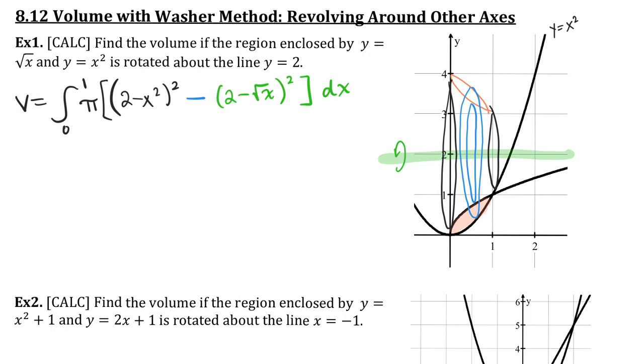Okay, so that's my setup. I did pi times the bigger radius squared minus pi times the little radius squared, from 0 to 1, and I take the integral. I'm going to go ahead and put it in the calculator, and I'm getting about 3.2463. Volume is some kind of cubic unit.